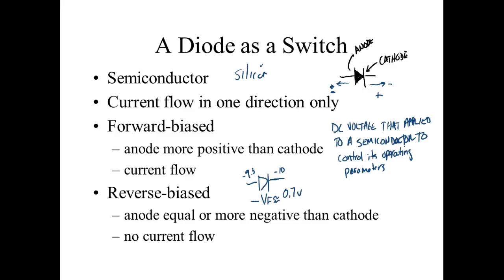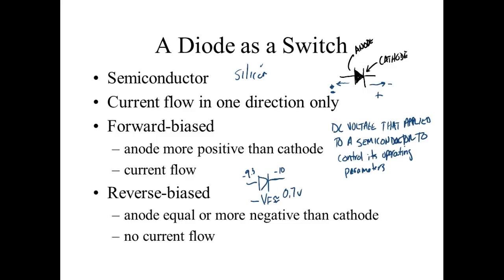So reverse bias, if the anode is more negative than the cathode, or less positive, right? You understand, by 7/10 of a volt. 7/10 of a volt when it's turned on. When it's turned off, it's just off. Okay, y'all understand that?